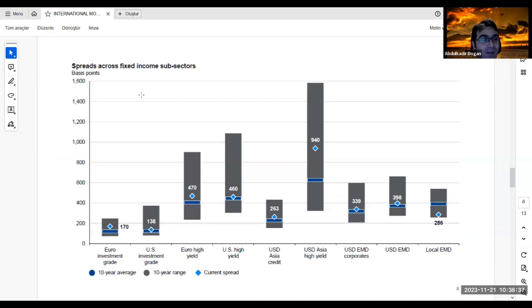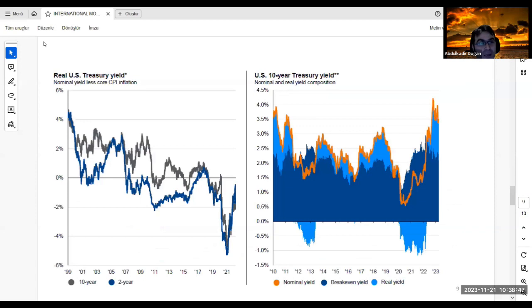And here, this is a spread issue. This is a little bit detailed issue. I will cover this topic next week in fixed income and collateral issues as well. But please look at this chart: real United States Treasury yield. What does this mean? Please keep this in mind always.